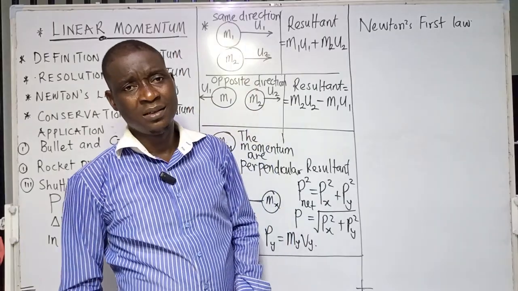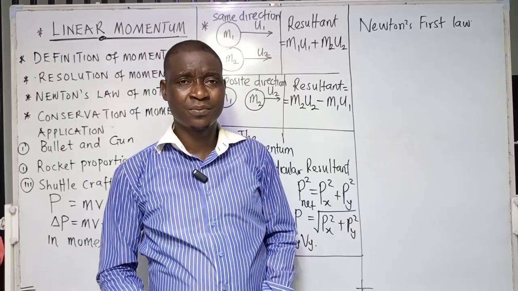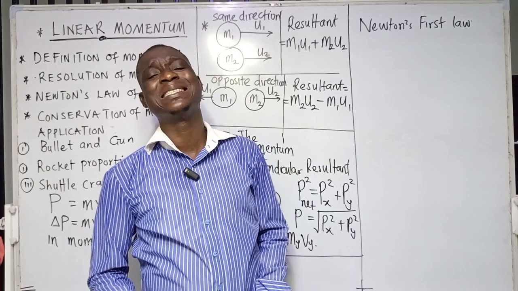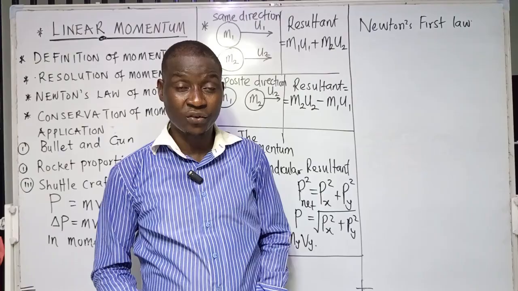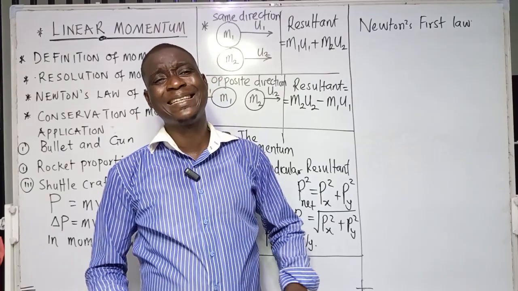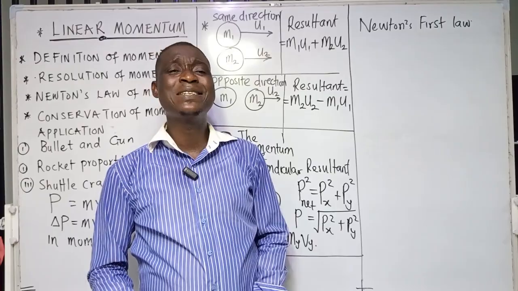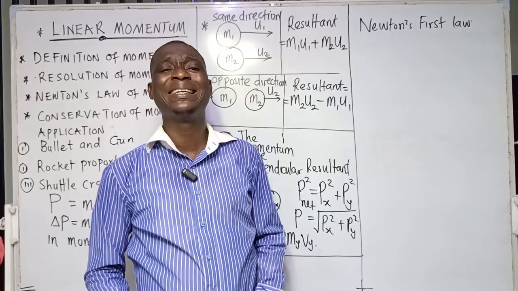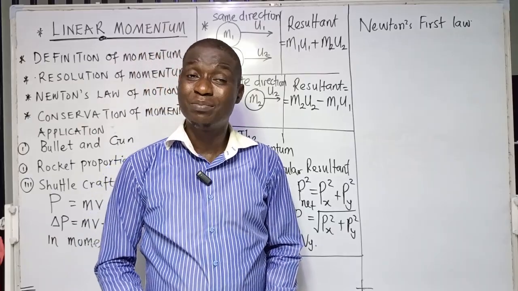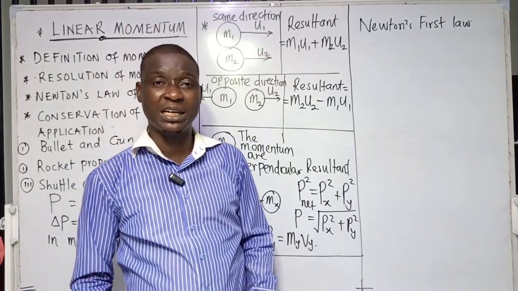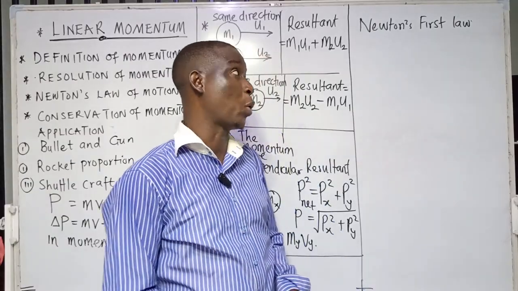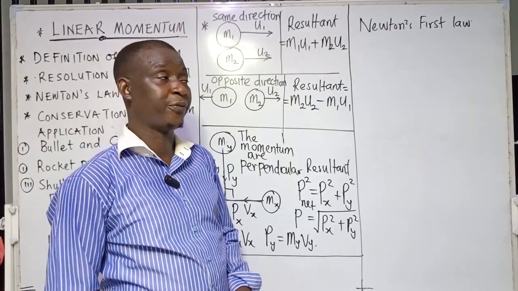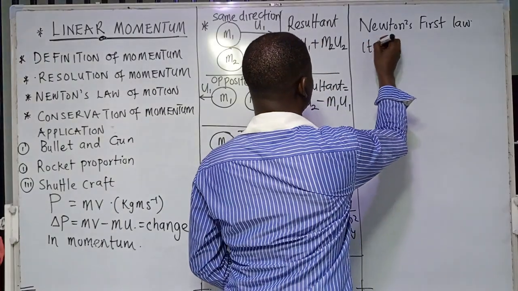It says that a body will remain at rest or move along a straight line with a uniform velocity unless it is acted upon by an external force. In other words, we can restate it like this: a single object has a momentum that is constant provided the motion is uniform. So that means that the momentum of a single object is constant provided the motion is uniform.